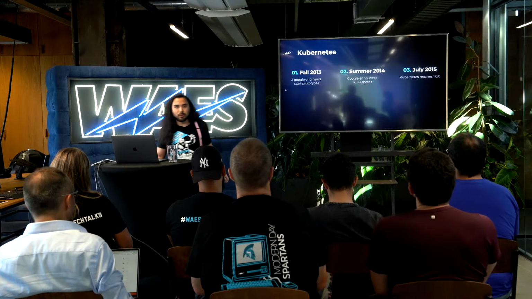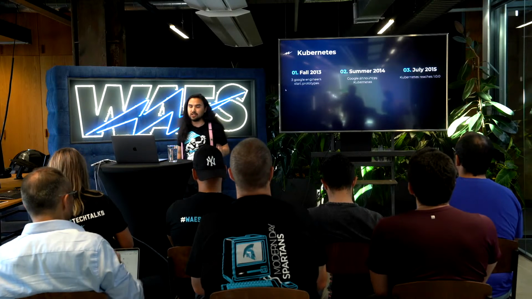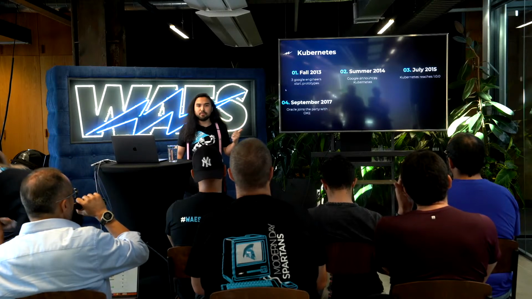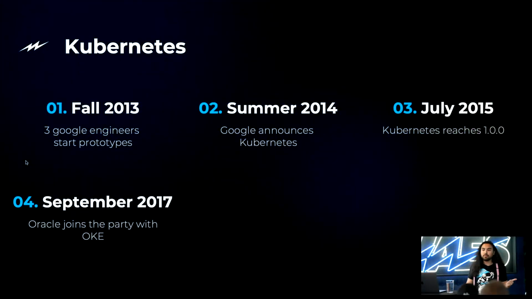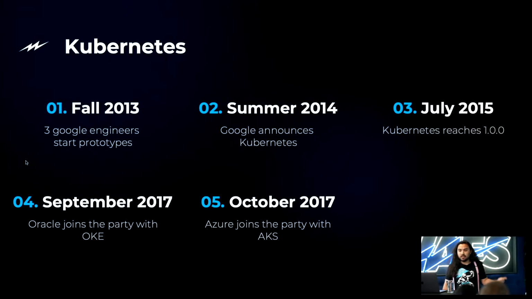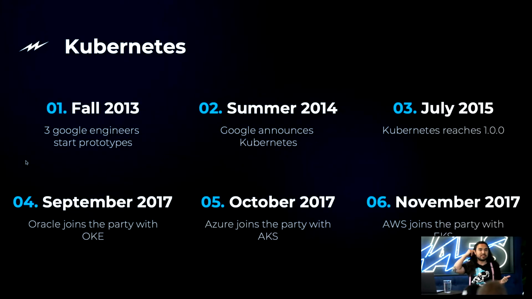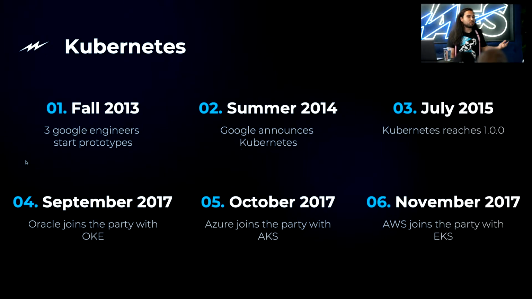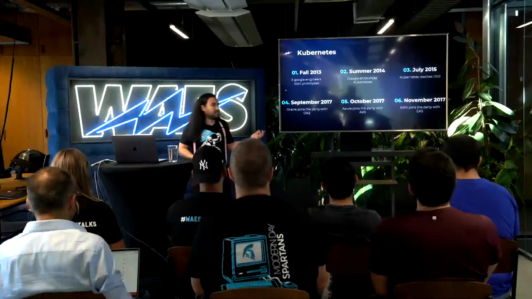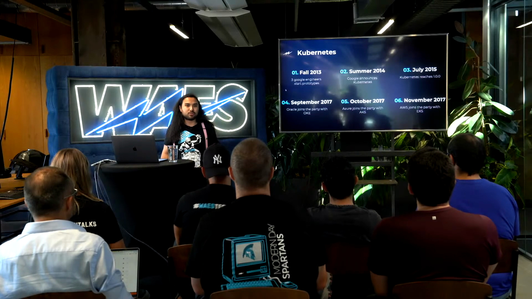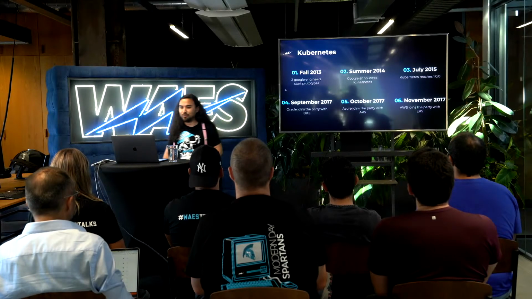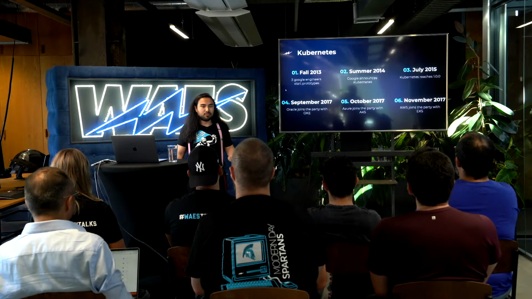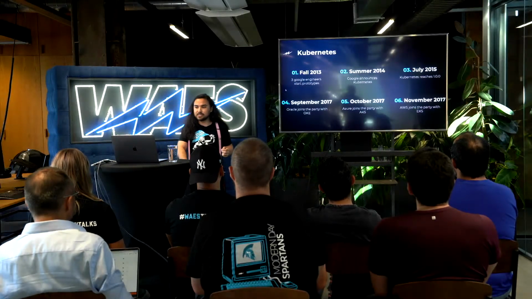It took a lot of time for enterprises other than Google to really embrace it. Only in September 2017, Oracle joined the party. In October, Azure joined with their Azure Kubernetes Service. And only in November 2017, AWS joined the party with their product as well. The reason why I'm showing you this timeline is that you have to understand that Kubernetes is a new thing. It's like a 10 or 11 year old thing, not compared to Python, which was invented way, way long ago. So things change, things evolve, and we're going to talk about the CPU limits.